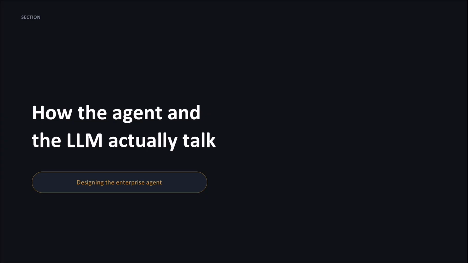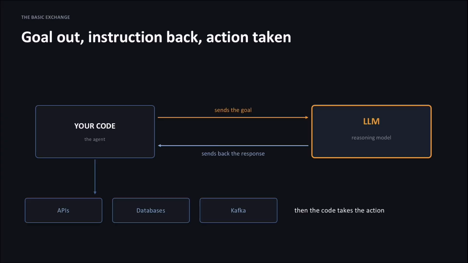How do the agent and LLM actually talk? This is the interesting part which we have been waiting for till now. Let's see the basic exchange: goal out, instruction back, action taken. It all starts from a goal. This is our use case, what you want your agent to do. Now the agent comes into the picture. We talked a lot about LLMs, reasoning cores and models, some part about the agent, but here is the agent in action. Your agent is nothing but your code.